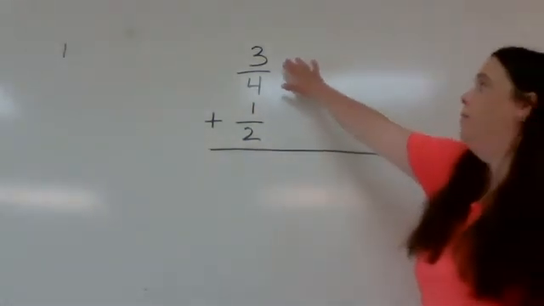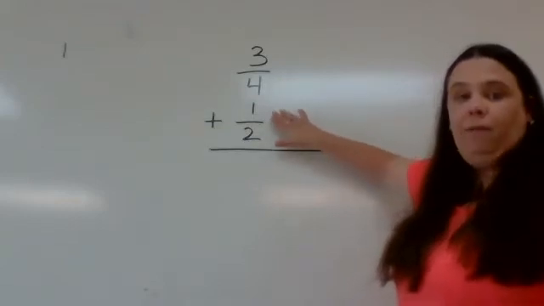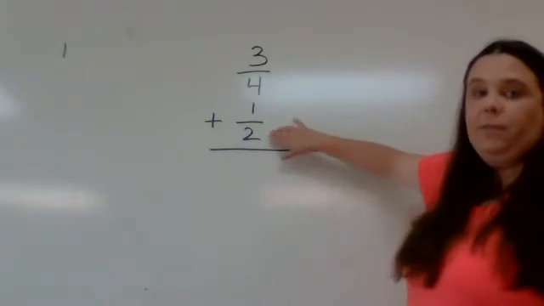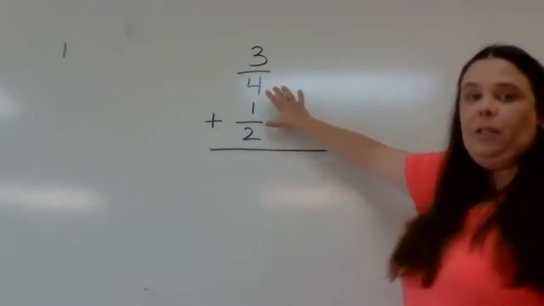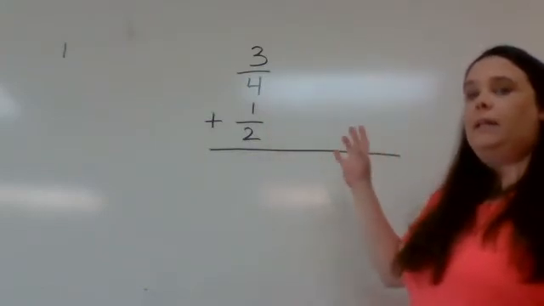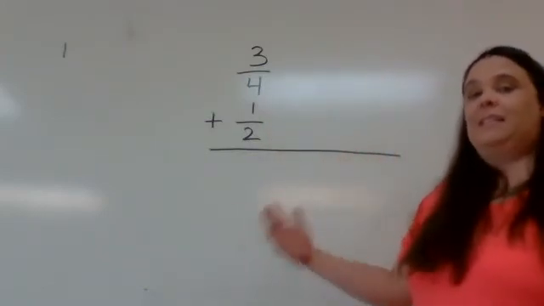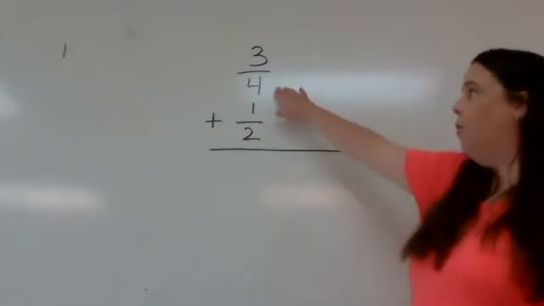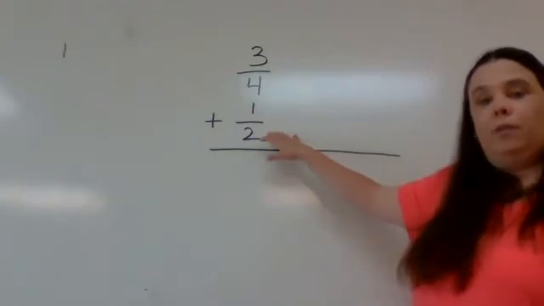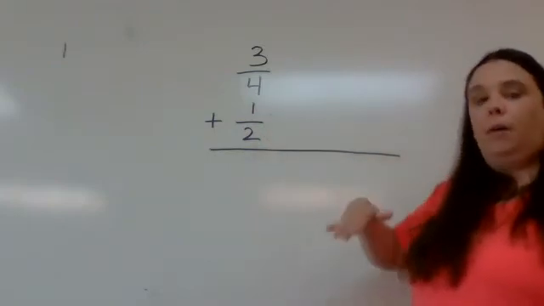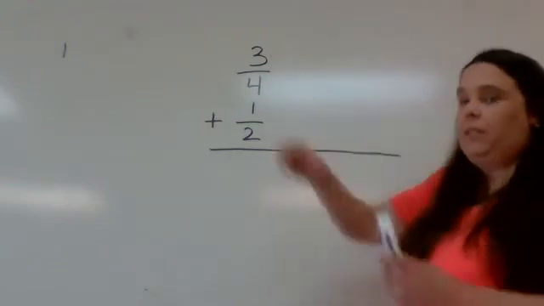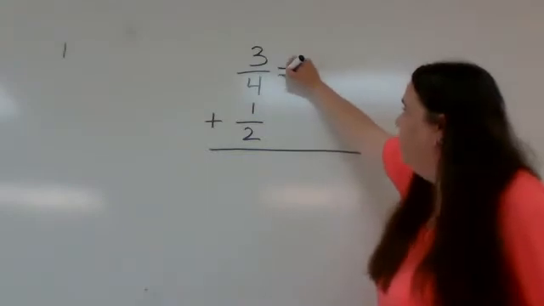So I have 3/4 and I have 1/2. Notice my bottom numbers are different from each other. So I look at my 2 bottom numbers, 4 and 2, and I think, what is a number that they will both fit inside of? Well, 4 will fit inside of 4, and 2 will fit inside of 4 also. So I'm going to change my denominators to 4. I'm not going to have to do anything with this top one, so I'm just going to bring it over.